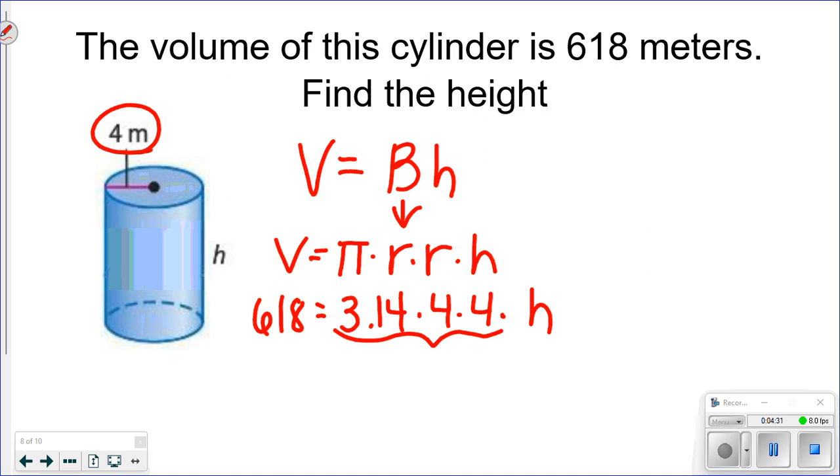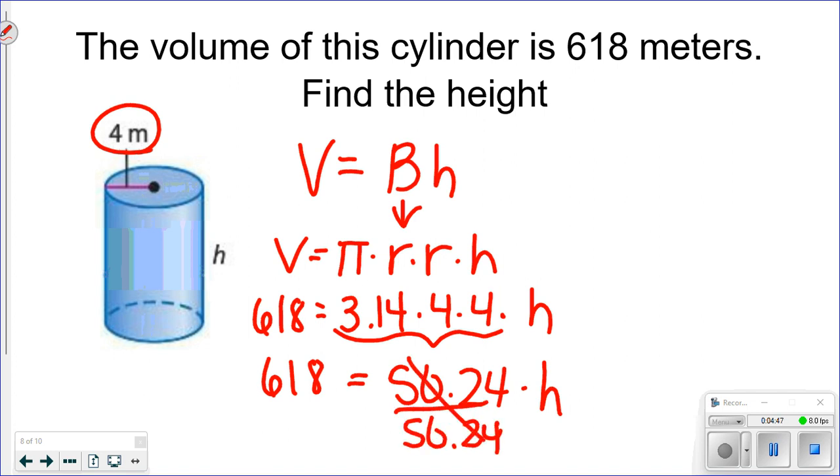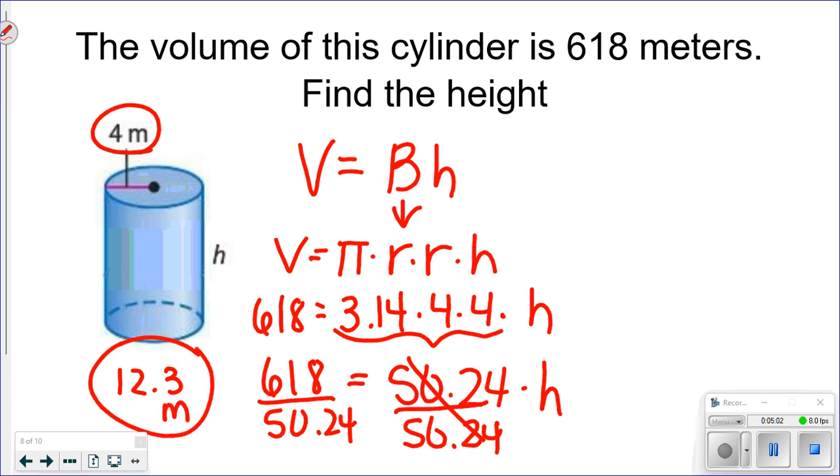The first thing I'm going to do is calculate 3.14 times 4 times 4, and that's 50.24 times h equals 618. To find h, I'm going to divide. So 618 divided by 50.24, I get 12.3 meters for the height, approximately 12.3. You might be asked to find the height or the radius or something of that sort, but all you need to do is write out your formula, substitute what you know, and then work backwards after that.